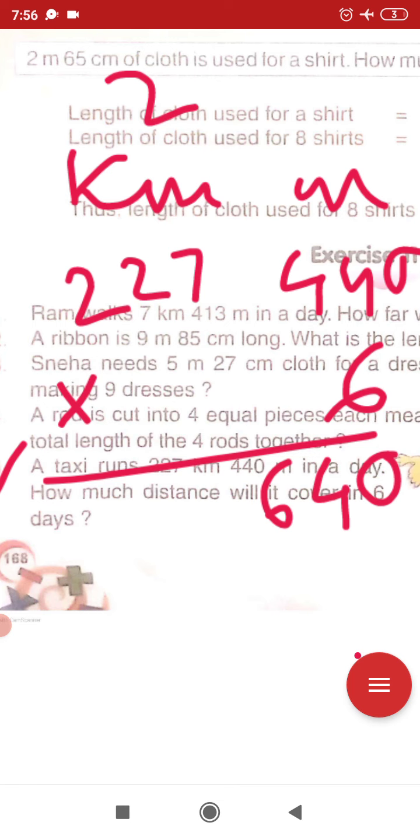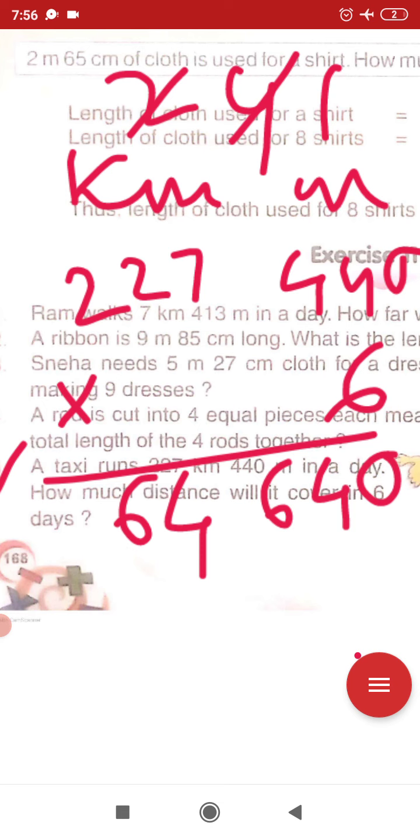6 twos are 12, and this 4, 12 and 4, 16. 1 is left. 6 twos are 12, and this one 13. So 1364 kilometer 640 meter is the distance covered by the taxi in 6 days. Okay, this is the answer.